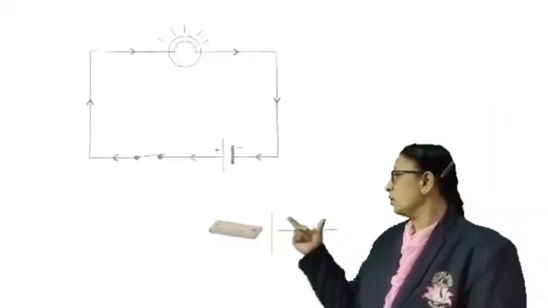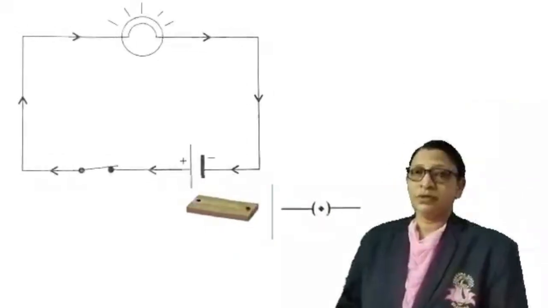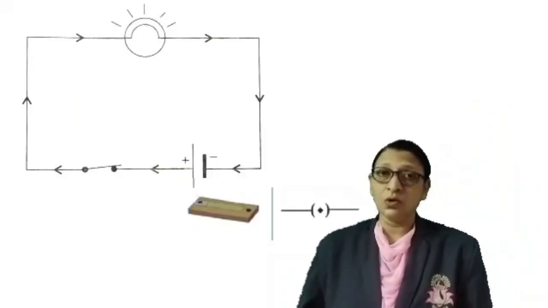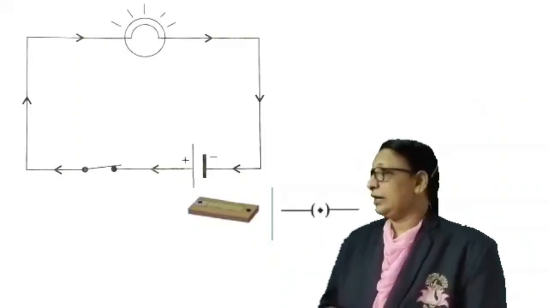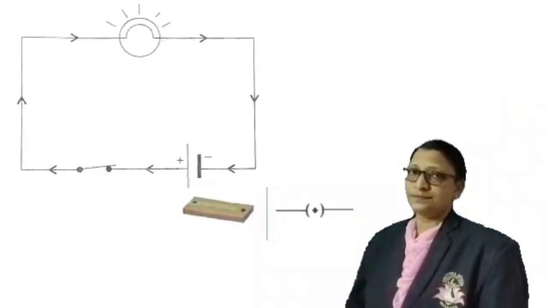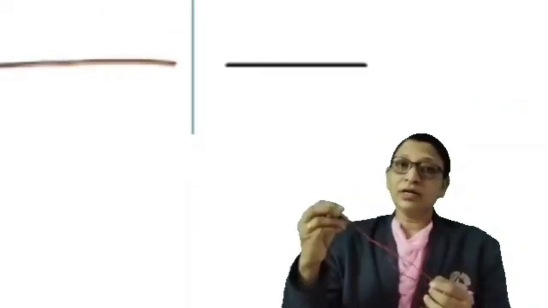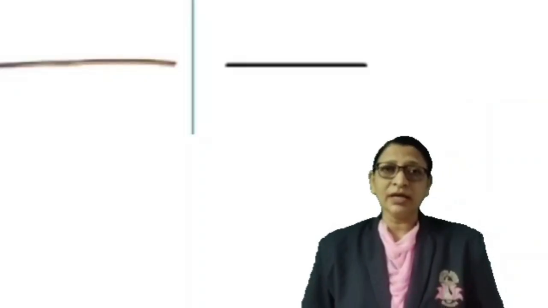The next is closed tap key. It is denoted by this symbol. When the tap key is closed, the circuit is connected and the current is able to flow through it. The next is conducting wires. Conducting wires are used to connect the different components of the electric circuit.